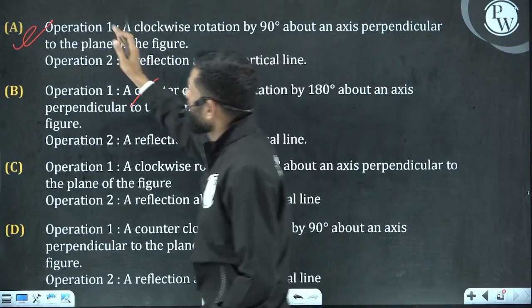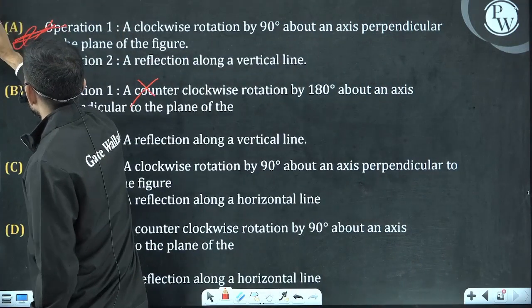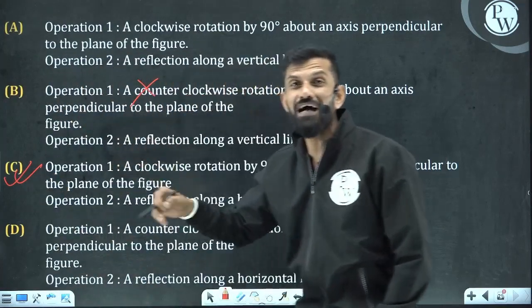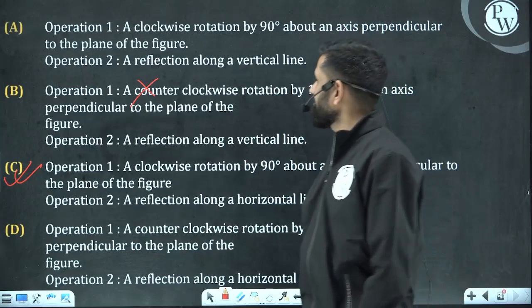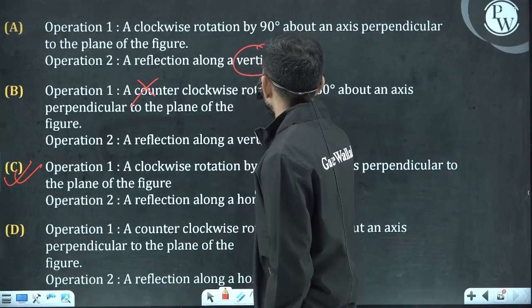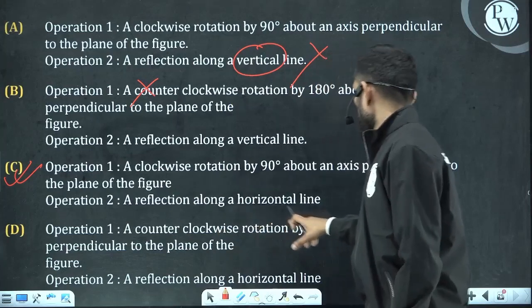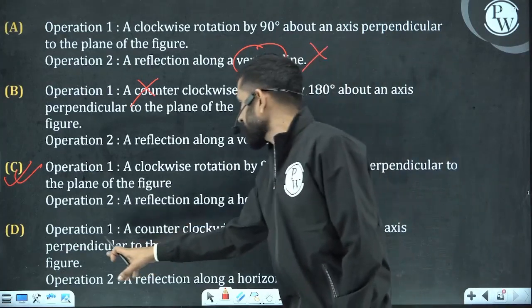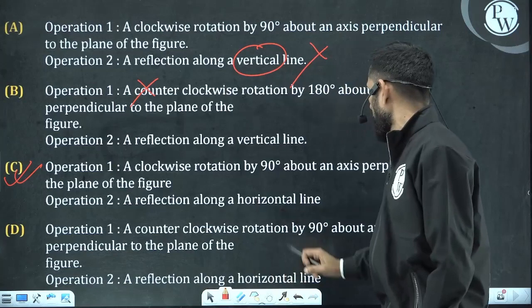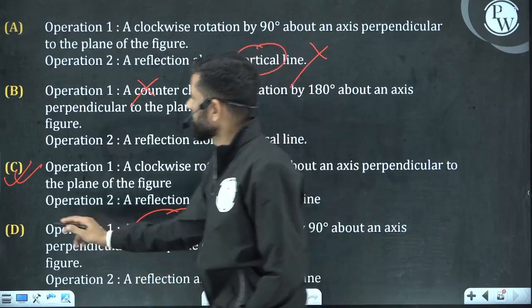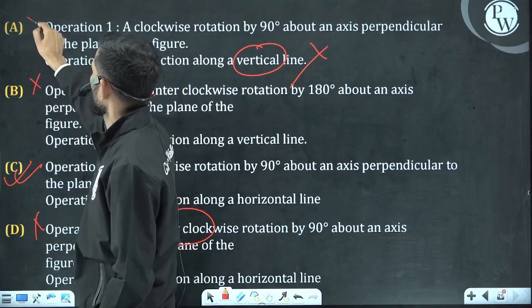My dear friend, not this one, horizontal. It should not be a vertical one. It should be the horizontal one, because we have discussed that it was a water image. So here they have given vertical, so this is also not the answer. Fourth option, a counterclockwise rotation by 90 degrees about the axis, and then a reflection along the horizontal line. Anyhow, counterclockwise means anti-clockwise, so this cannot be the answer.